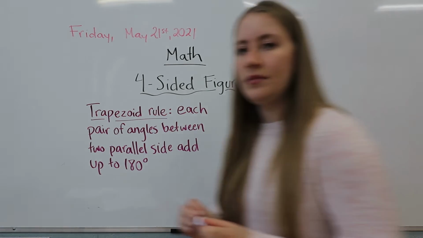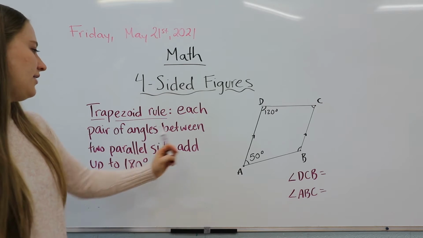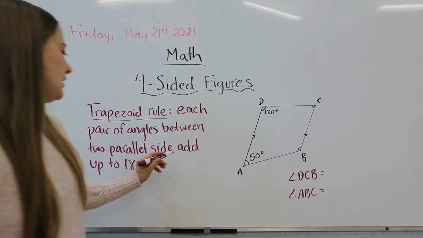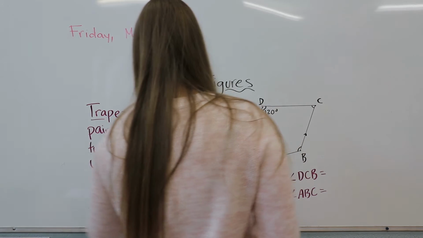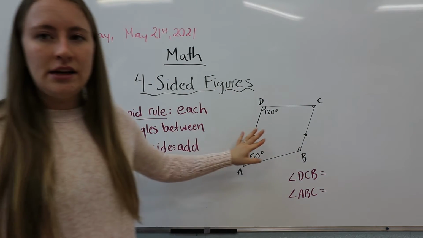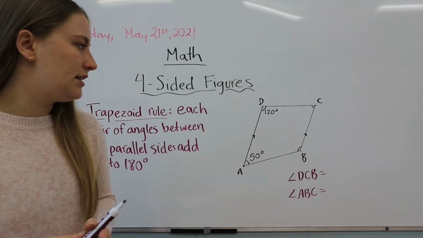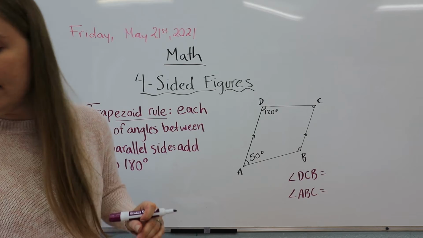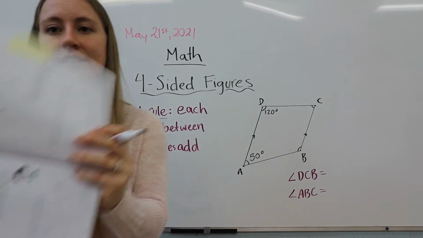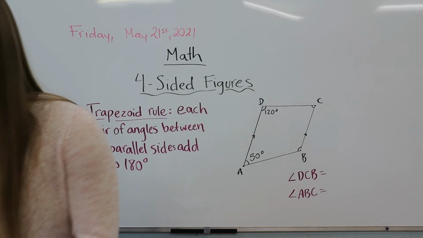Okay? And so, in order to find it, we're going to use our rule that the pair of angles between two parallel sides add up to 180 degrees. Okay? So looking at this, we have to determine where our pairs are. And so, the textbook actually helps us. It gives us the subtraction right here. But let's think about this for a second.